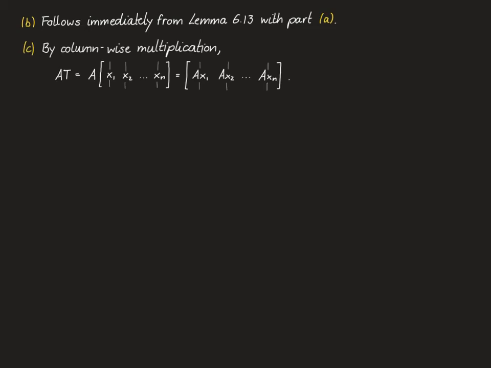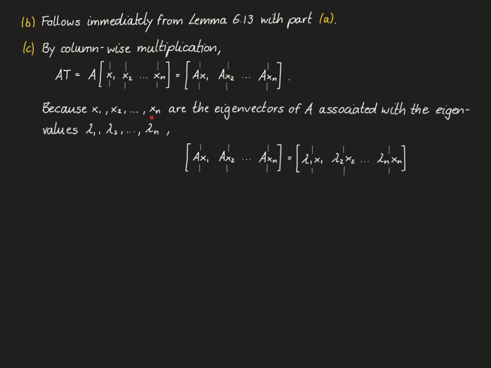For part C, observe that by column-wise matrix multiplication, AT, which is by definition A times the matrix which has the eigenvectors x1, x2, and so on up to xn as columns, is equal to the matrix with AX1 in the first column, AX2 in the second column, and so on up to AXN in the last column.